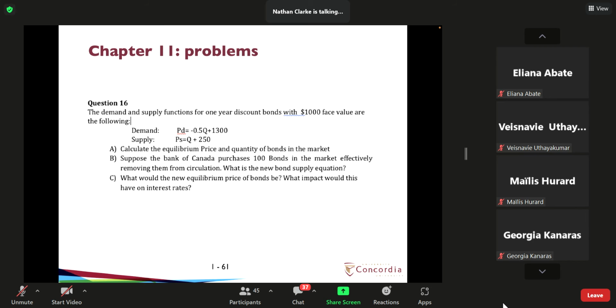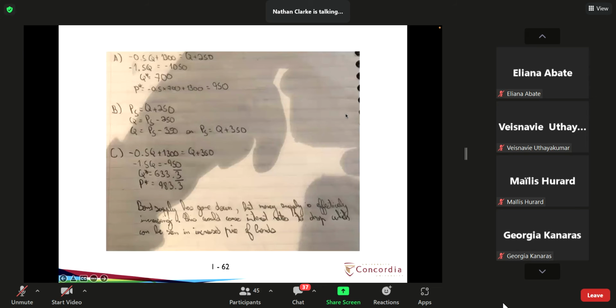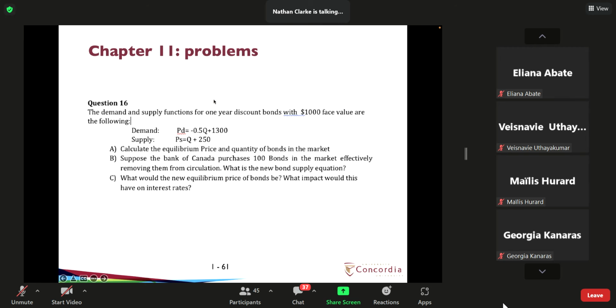So how you're going to do this is you're going to make your PD equal your PS. So you do that: negative 0.5 Q plus 1300 equals Q plus 250. You send 1300 to the right, you send Q to the left. Then you take off the negatives, and you divide 1050 by 1.5. You'll find that Q star is about 700. You take that Q, you plug it back into your QS or your PS or your PD, and you'll find that your P star is about 950. Okay, so now you have your two equilibrium points.